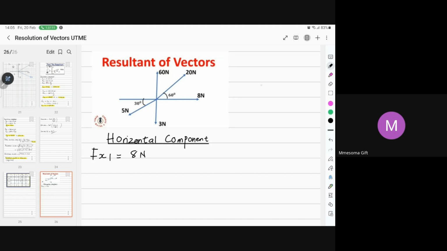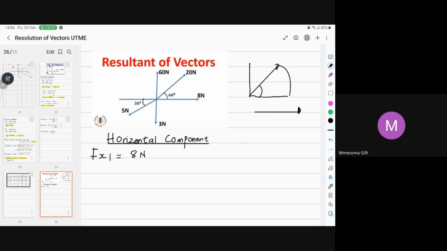Now remember that initially we had something like this. That force was inclined at an angle. Because it was inclined at an angle, we are trying to resolve it to the horizontal so that it becomes this way. The angle will now be pointing this way. That's what we mean by resolution.